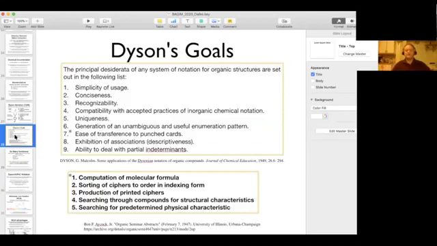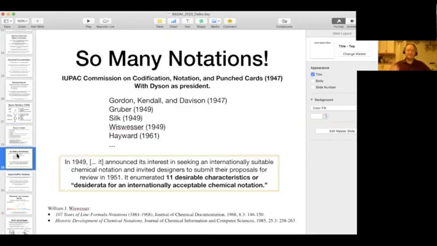That means doing things like being able to compute a molecular formula just from the notation, and being able to make indices and new things with punch cards. He proposed this and gave a talk. The Gordon, Kelly, and Davison people saw the talk and went, this is great, we'll do our own. Dyson convinced IUPAC they needed to look at this. IUPAC started a commission on codification, notation, and punch cards.